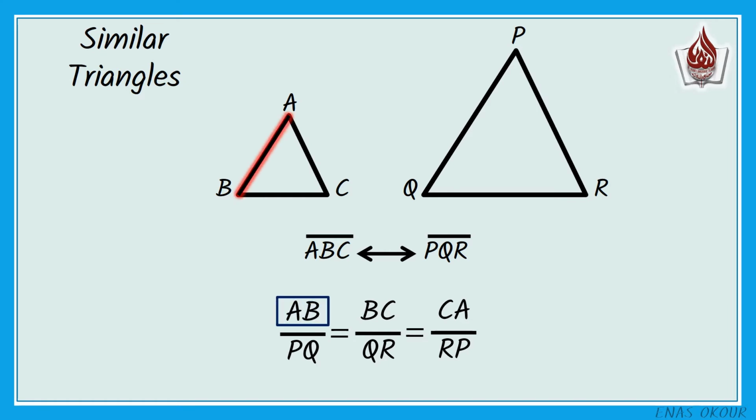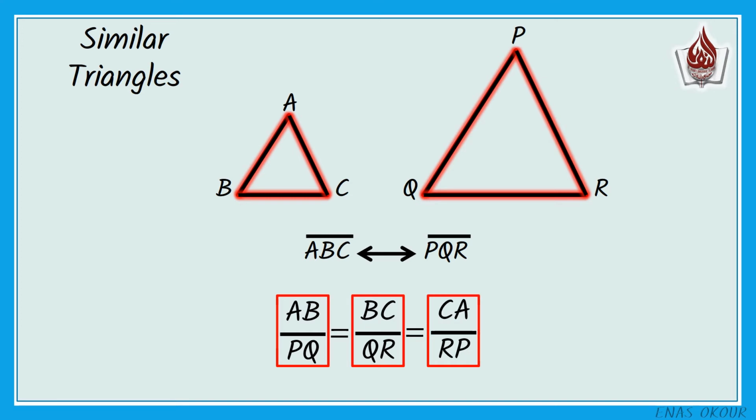AB and PQ are corresponding sides. BC and QR are corresponding sides. And CA and RP are also corresponding sides. But what does this actually mean? It means that each side is scaled up or scaled down by the same factor, which we called before the scale factor of enlargement.